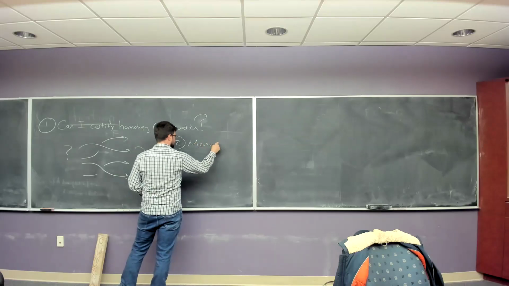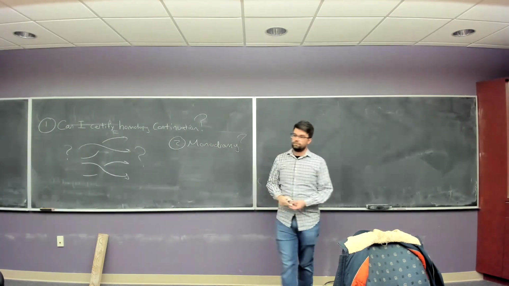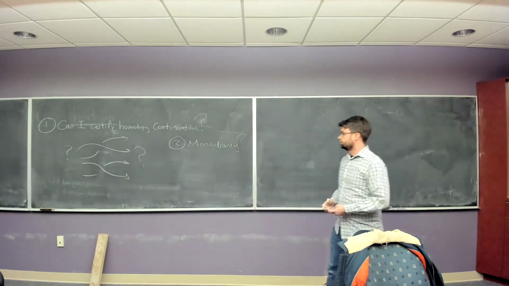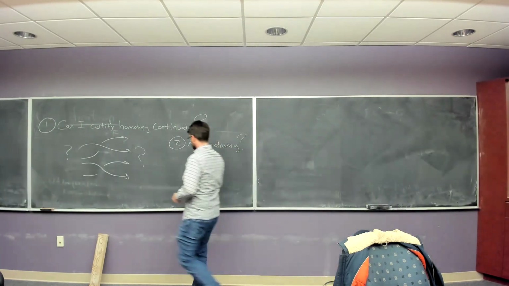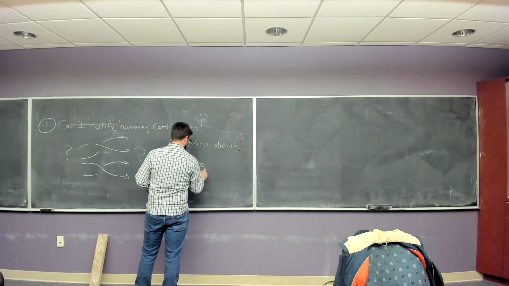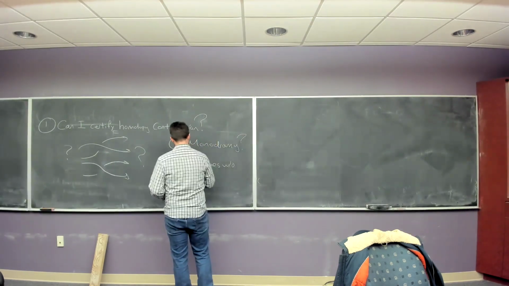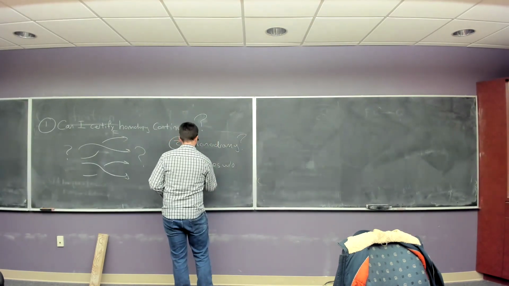What about monodromy? What about degrees without upper bounds?